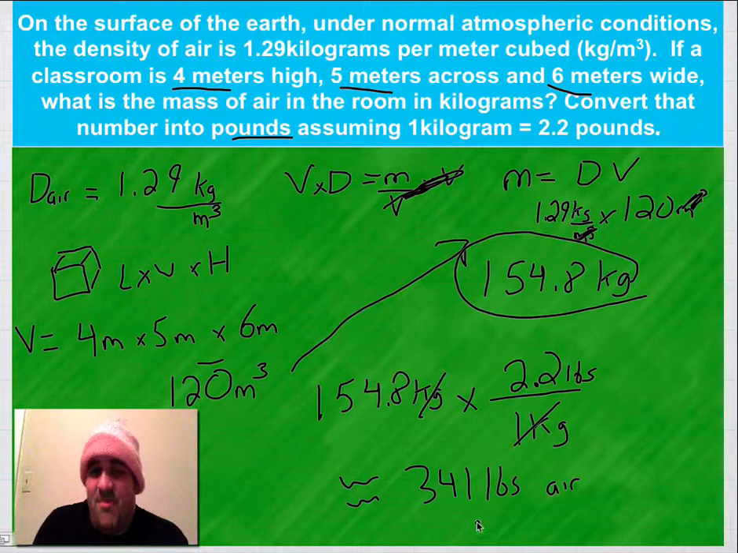It might seem like air is light, but it does add up. Air does have mass. It does have weight. And as we talk about pressure, and I show you a lot of demonstrations in pressure, this will become more abundantly clear. So 341 is our final answer.